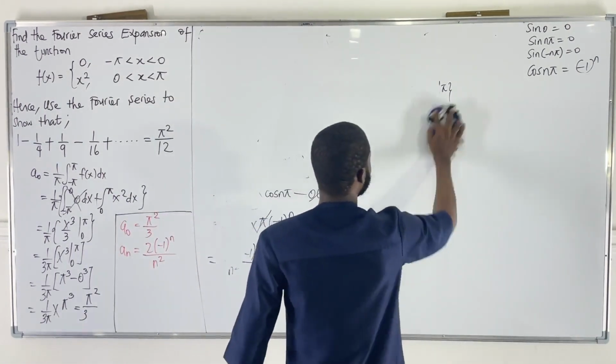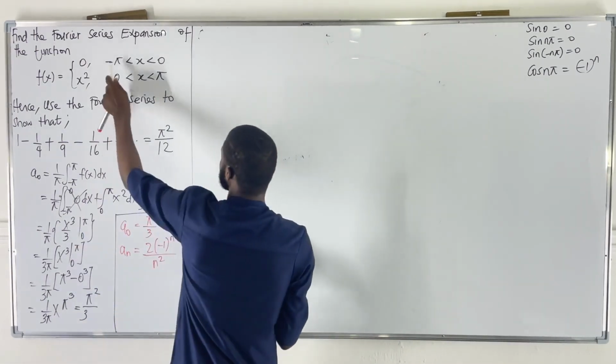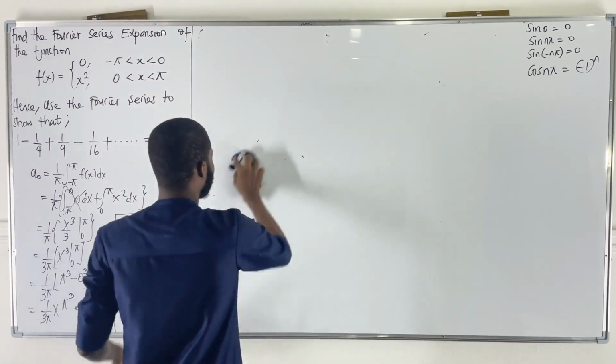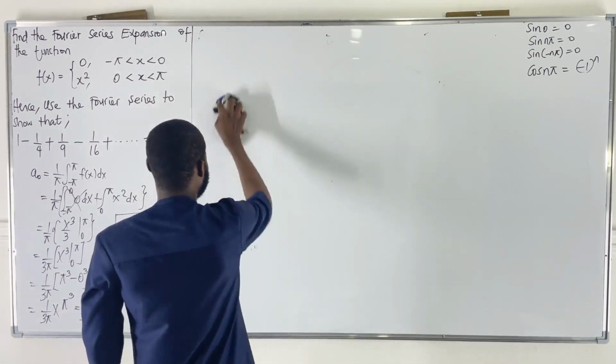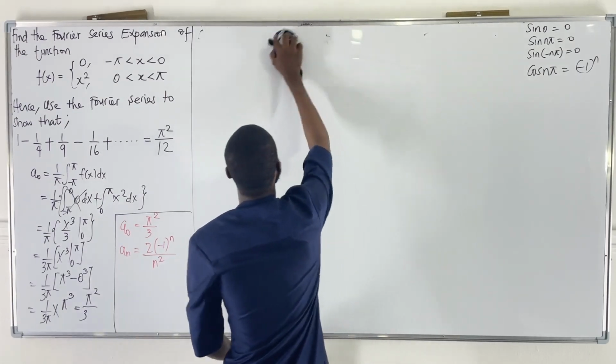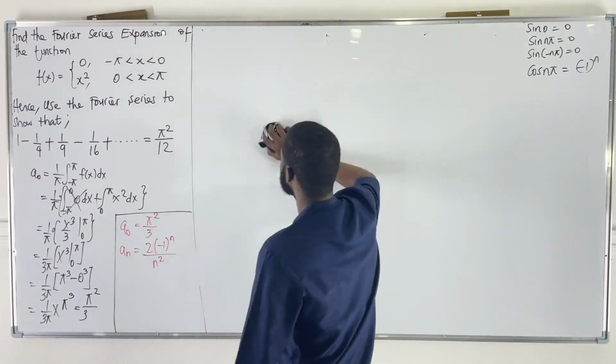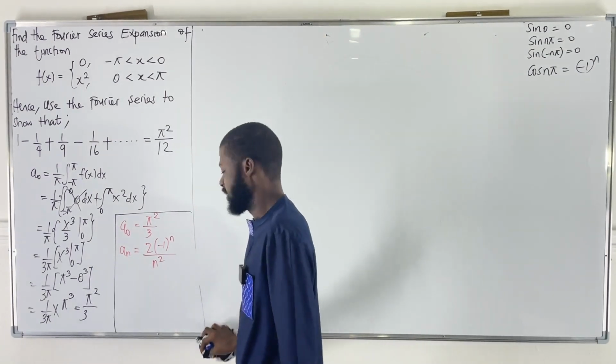Sometimes I'm kind of happy if my function is from minus pi to pi and there's a 0. I kind of hate when my function has pi over 2, because that way sine would then be useful, since sine would no longer be 0 when it's pi over 2.